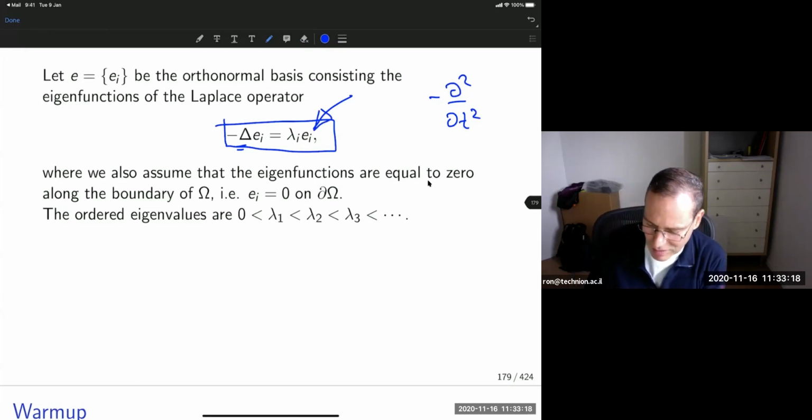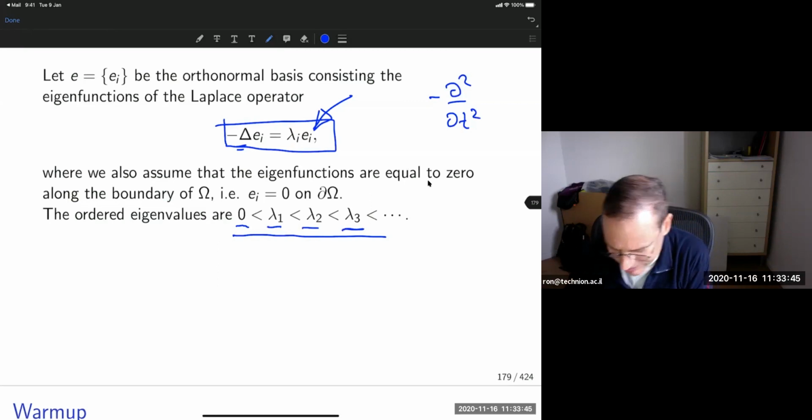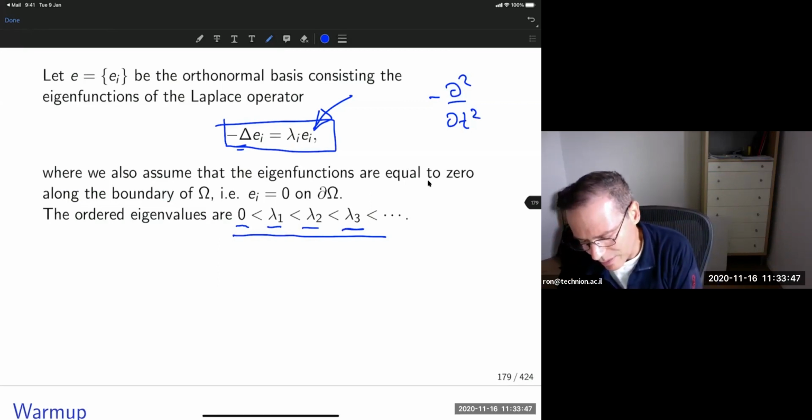These eigenfunctions are equal to zero at the boundary. Again, this is something that we assume without loss of generality, and let's also order them so that I order the eigenvalues from zero in an increasing order, okay? And we say that the spectrum of the operator is simple if there are no two eigenvalues that are the same. It's not necessarily always the case, but assume that in our case it would be. So I'm saying that this is a simple spectrum.